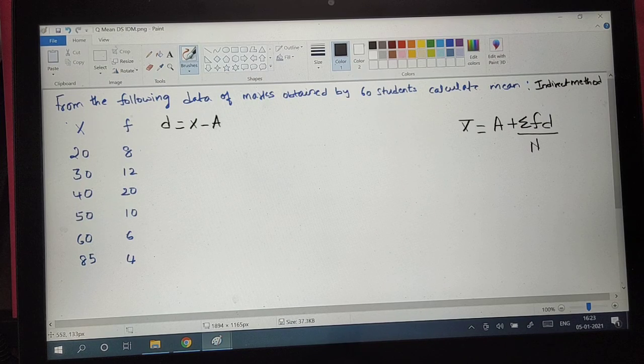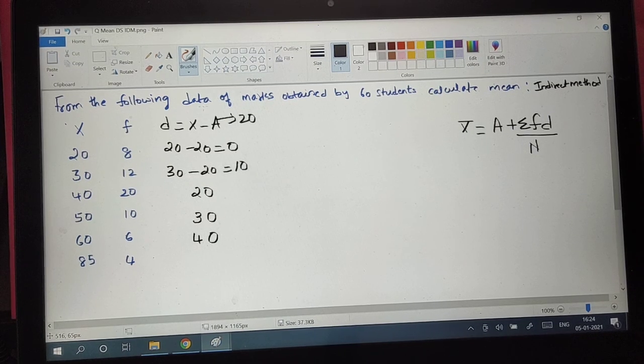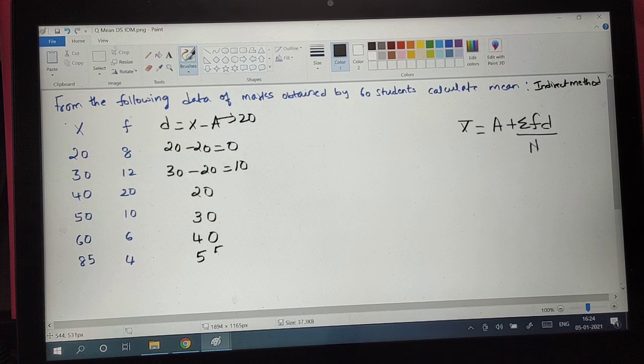We are going to assume one number from the x column. Never touch the frequency column. The x column may say, I would like to assume 20 as the number here. So when I assume a equal to 20, 20 minus 20 is my first value, which is 0. Then I have 30 minus 20, which is 10. Similarly, 40 minus 20 is 20, 50 minus 20 is 30, 60 minus 20 is 40, 85 minus 20, which is 55.